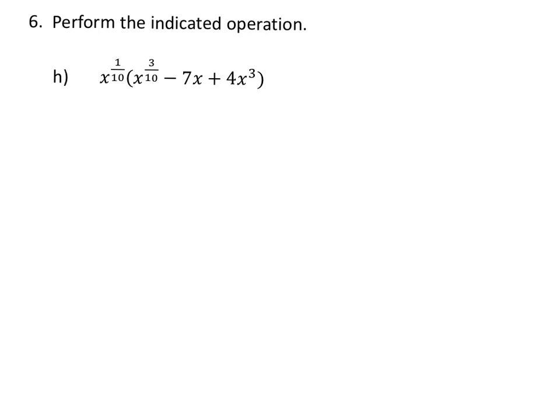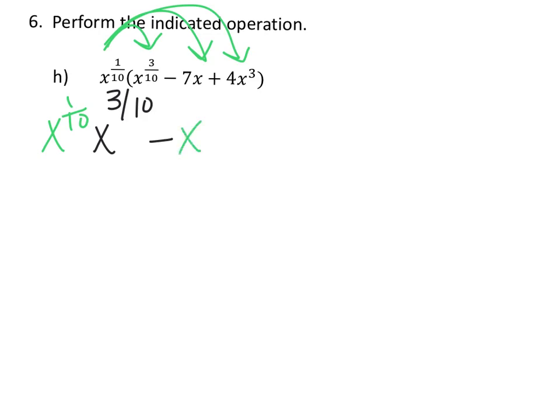To perform this indicated operation, we need to start by distributing x to the 1/10 to every term in parentheses. So we have x to the 1/10 times x to the 3/10 minus x to the 1/10 times 7x plus x to the 1/10 times 4x to the third.